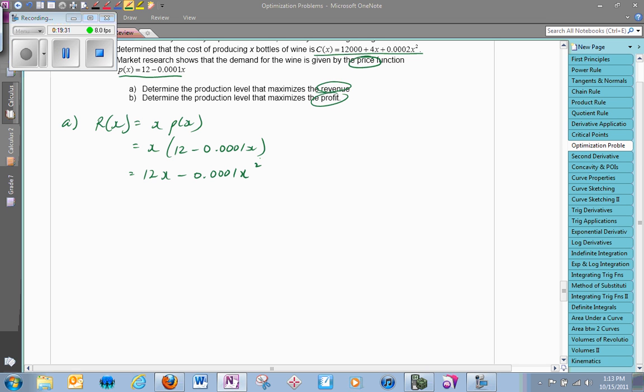So here, I'm going to take the derivative. Set it equal to 0. Solve for x. And x comes out to be 60,000. So 60,000 need to be created in order to maximize the revenue.